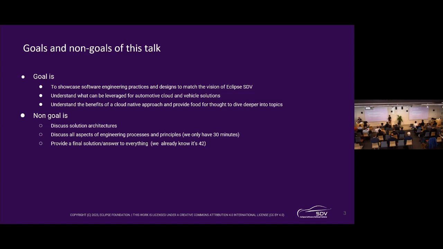Again, the goal is engineering practices and design to match the vision of Eclipse SDV. I think the most important part is the non-goals. Discuss solution architectures, because again, we're talking about engineering, not about how to architect that stuff. Then discuss all the engineering processes in detail, because if I just talked about the automotive engineering process, as much as I know, and I know very little about it, it would probably feel like an afternoon. So we only have 30 minutes. Just touch on it, and then provide a solution answer to everything. And I had to do this. It's actually not 42. The answer is: ask ChatGPT now. So that's what you should be doing.